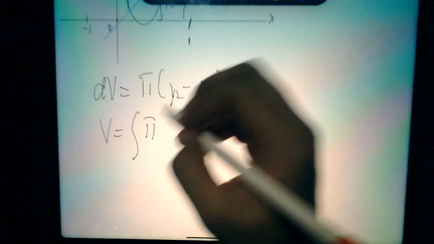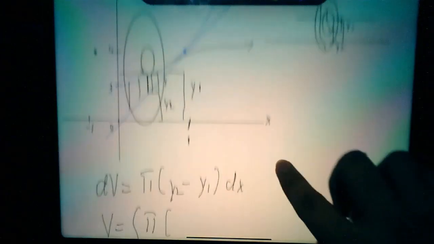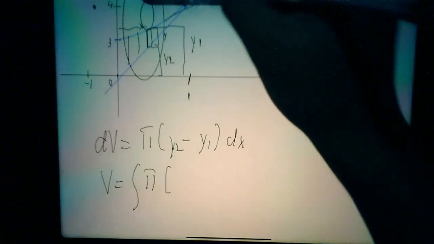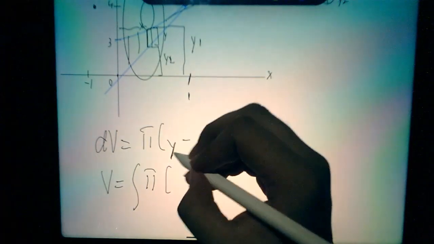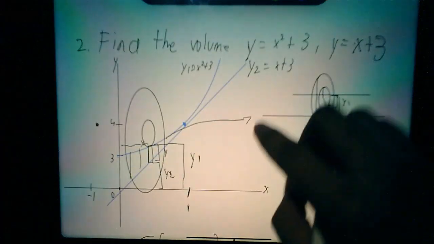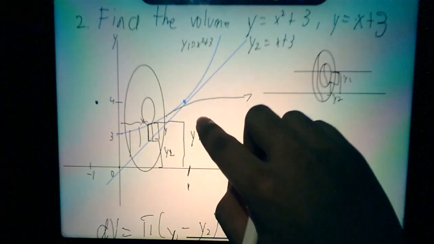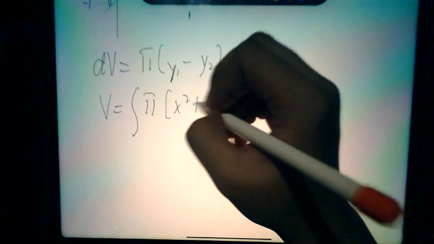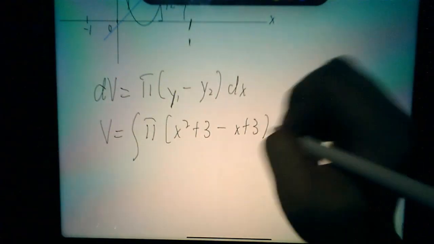The volume of integration is just pi. So let's substitute y1 and y2 here. Since y1 is bigger than y2 here, y1 minus y2. So pi, y1 here is x squared plus 3 minus y2 here is x plus 3 dx. Now we're ready to integrate this problem.